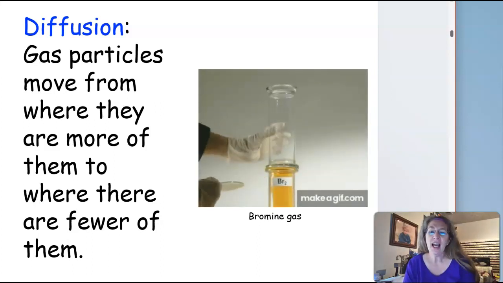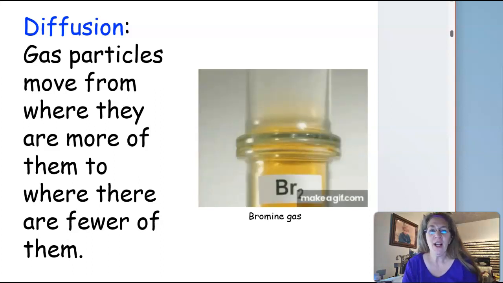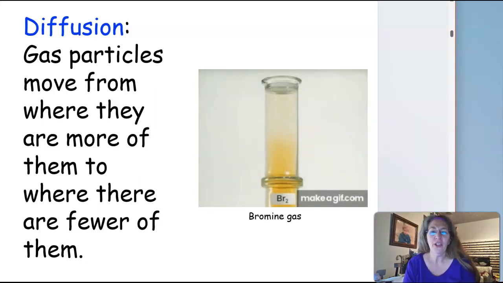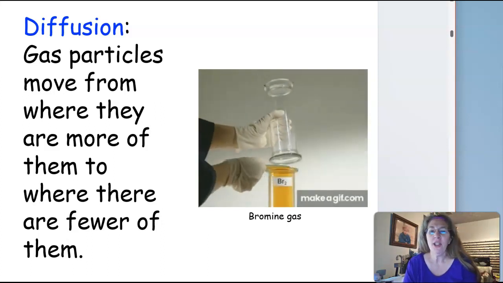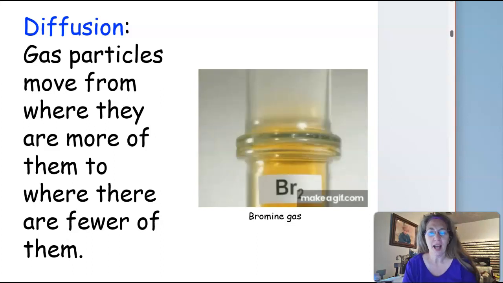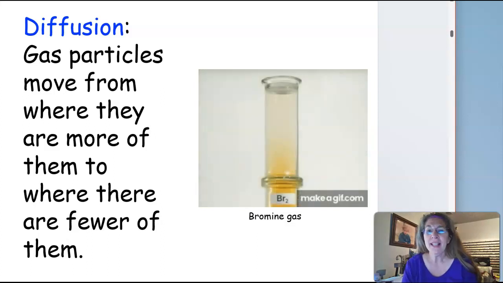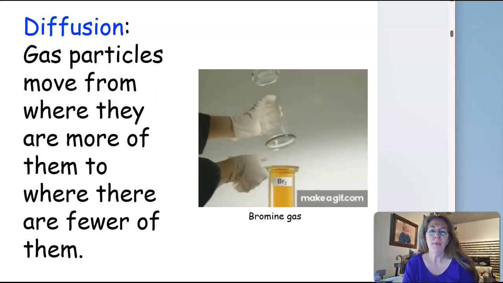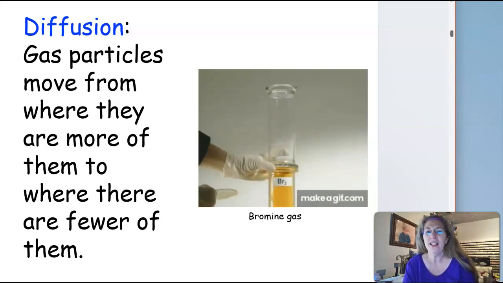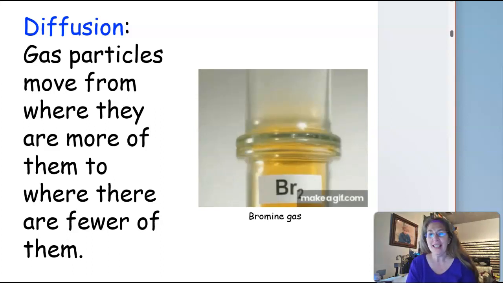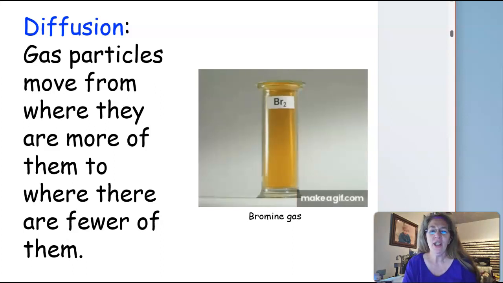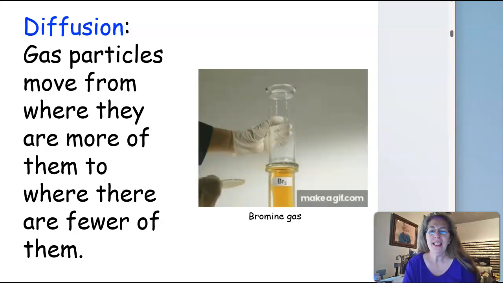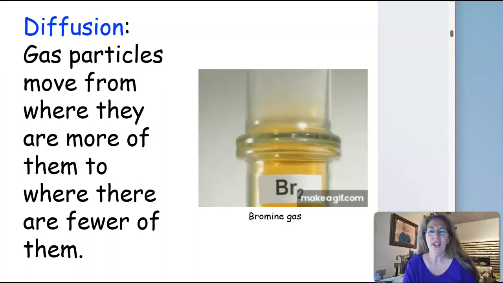In the example on the slide, you have bromine gas on the bottom flat cylinder, and you can see that that gas is diffusing up into the cylinder they put on the top. We have to put that cylinder on the top so that we can see that gas diffusing, or else the bromine gas would just randomly diffuse into the environment and we wouldn't be able to see its diffusion taking place. So this is bromine gas diffusing from the bottom cylinder into the cylinder that they place on the top.